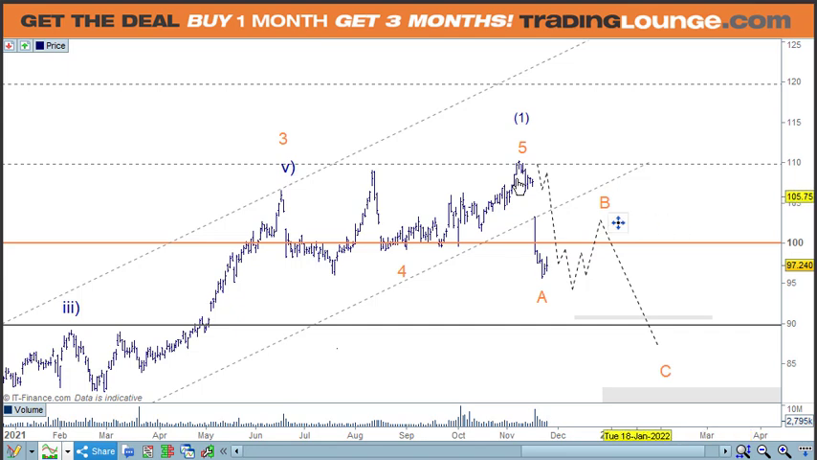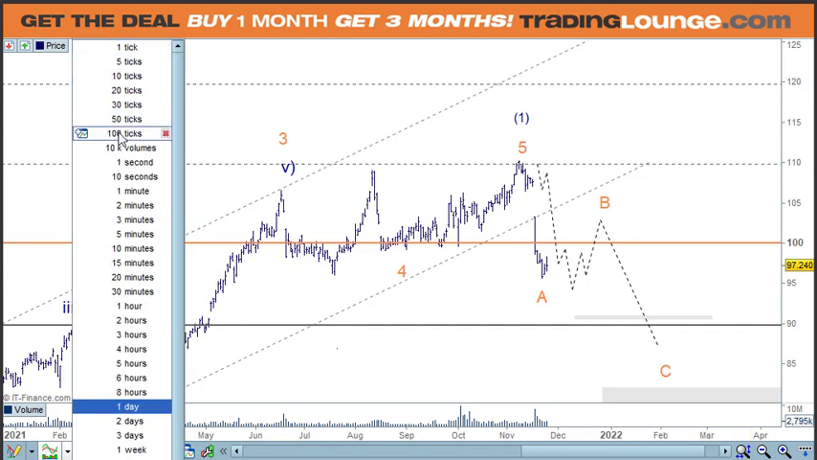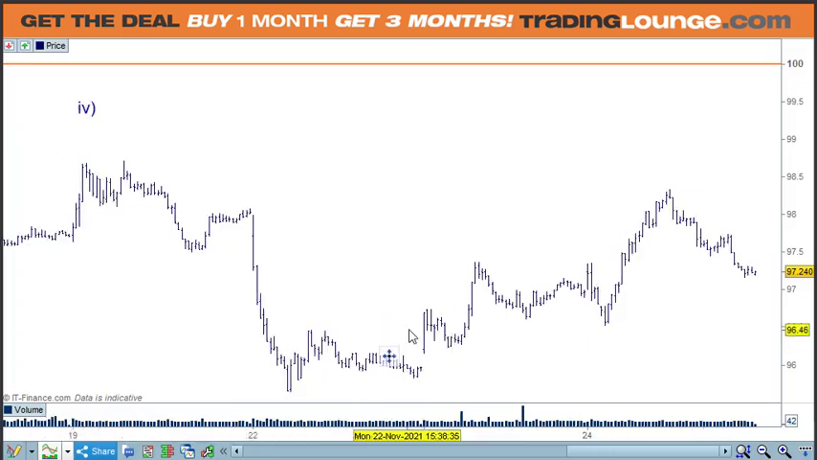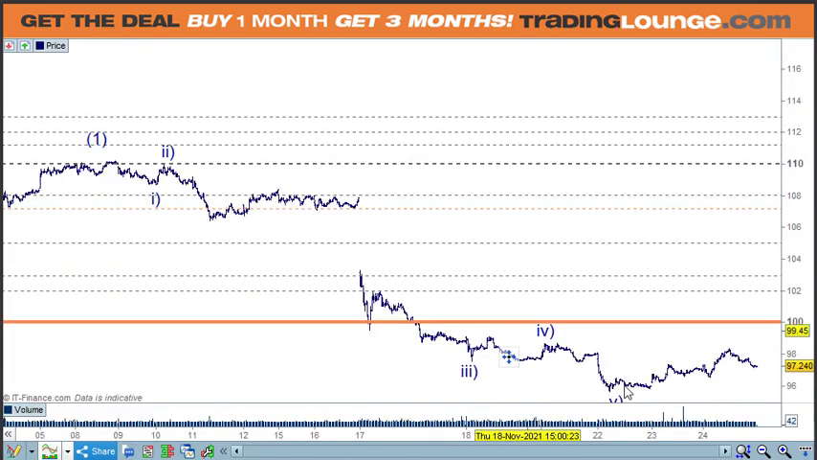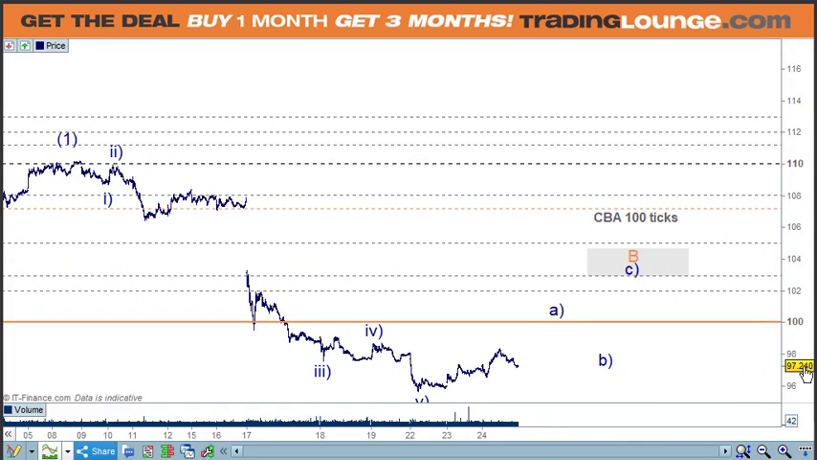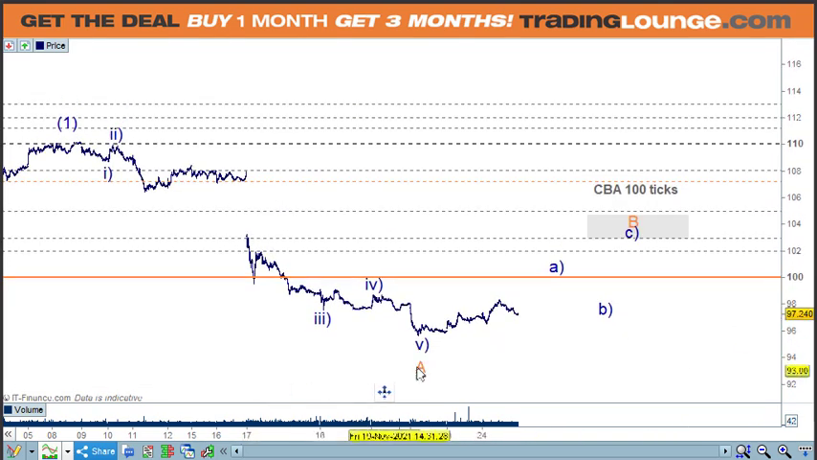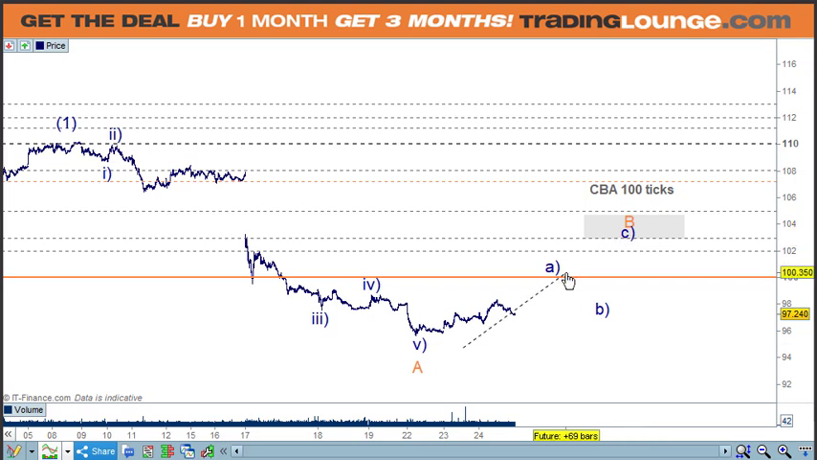So yeah, if I go to the tick chart and just look at this in a bit more detail here, we can do that. I'm thinking that, as we mentioned yesterday, the A wave here could be finished, and if this was going to rally back up as an A and a B and a C here, it's going to take a little bit of time, isn't it?